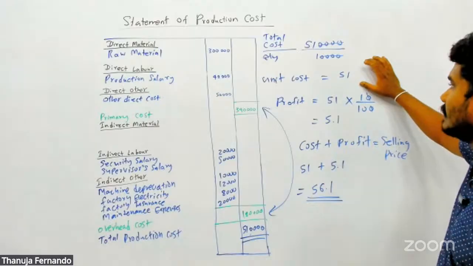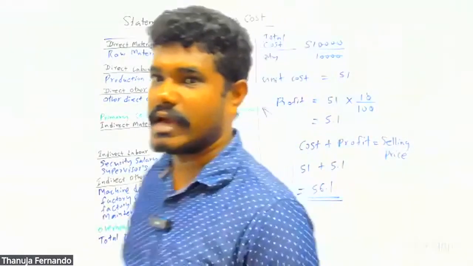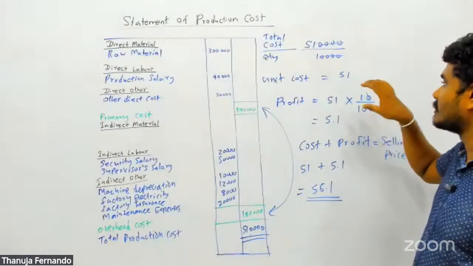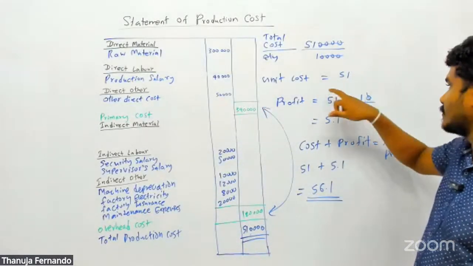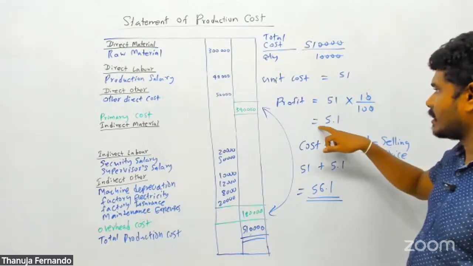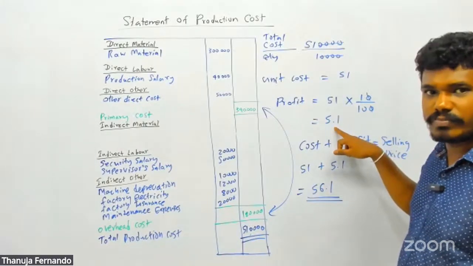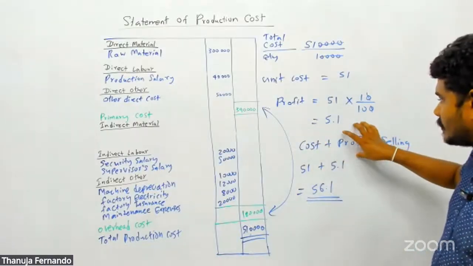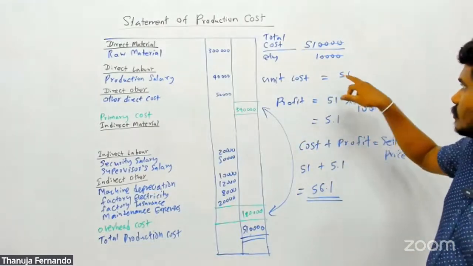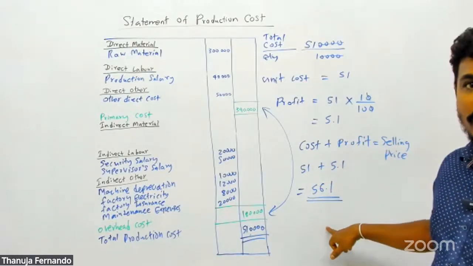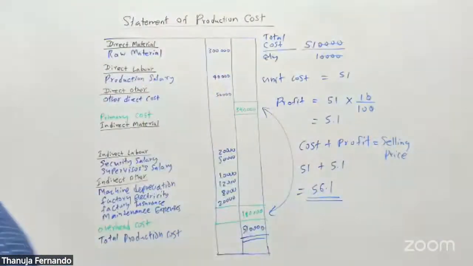Then they have mentioned they are maintaining a 10% profit margin. Then we have to calculate the 10% from the cost. The unit cost is 51. The profit margin is 10%. Then 10% of 51 is 5.1, the profit margin. Then selling price means unit cost plus unit profit margin. Unit cost is 51, profit margin 5.1, altogether 56.1 we can consider as the selling price.